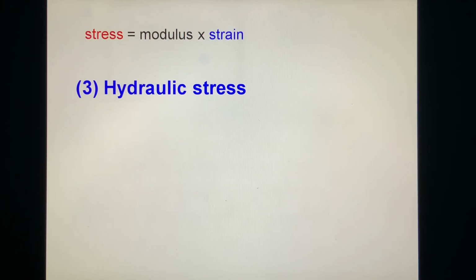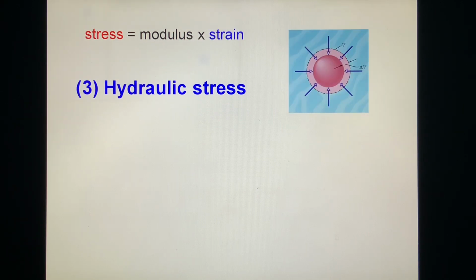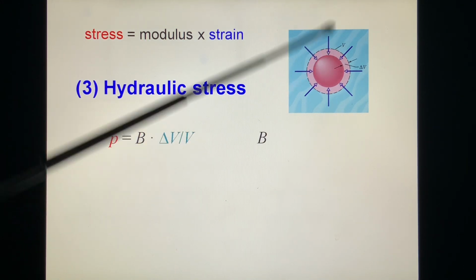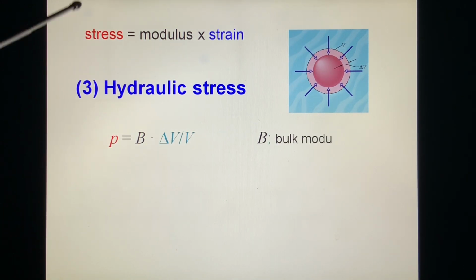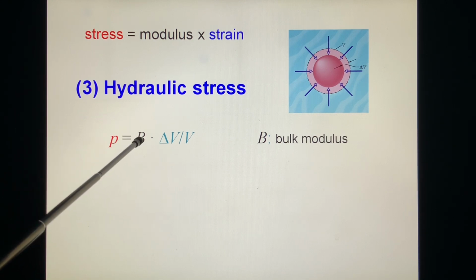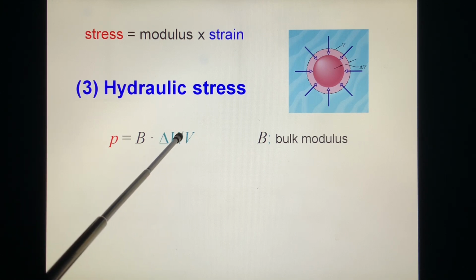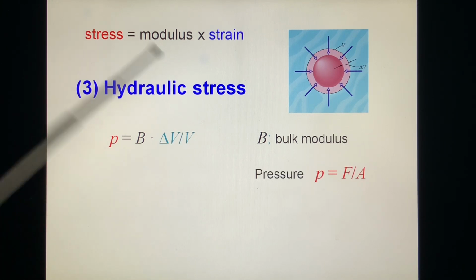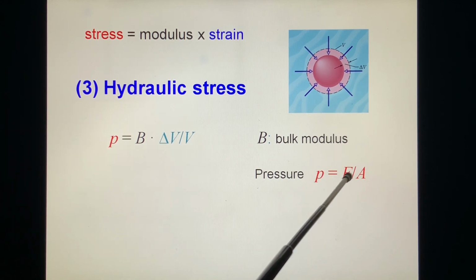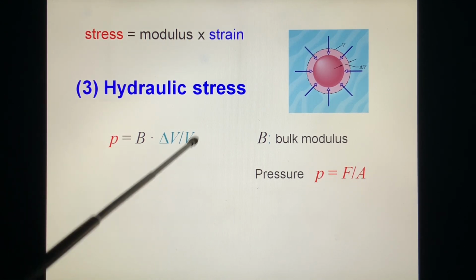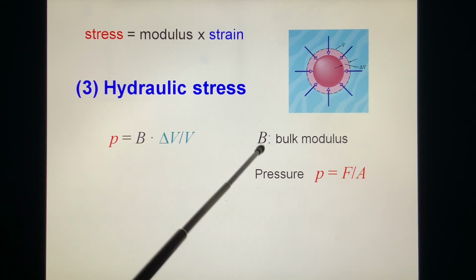3. Hydraulic stress. We know that stress equals modulus times strain. In our case, this is like putting the object in a liquid, like water. The stress is pressure. This modulus is called the bulk modulus. This is the relative volume change. So the stress is P, and P is F over A. The strain is the relative change of volume. And B is the bulk modulus.